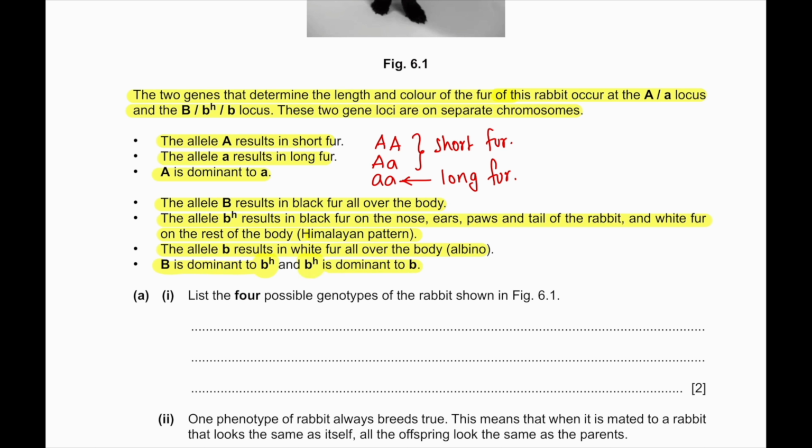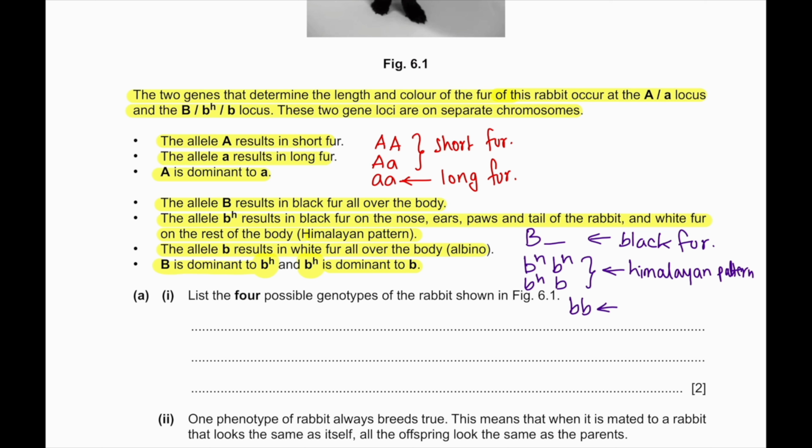So this can give rise to many different patterns, one of them being having capital B and the other one either capital B or a small b or bh, any one of them, it can result in black fur in all of the body because B is the dominant. If small bh and small bh or small bh and small b are present, this will result in the Himalayan pattern. All right, and only if small b and small b are present, then we will get albino, because albino is recessive to all of them.